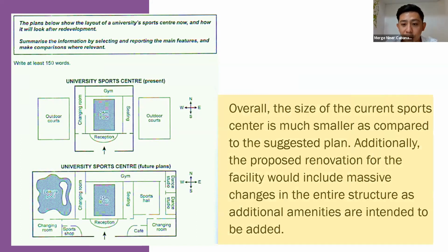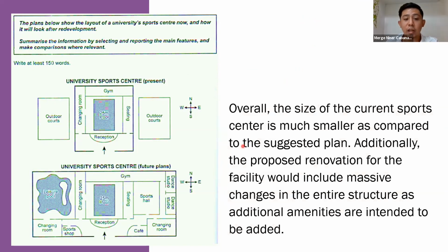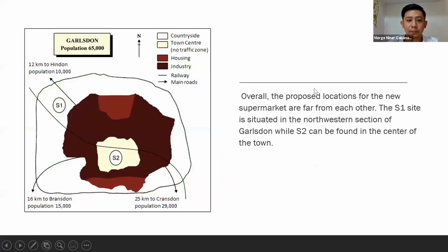So overall, the size of the current sports center is much smaller as compared to the suggested plan. And additionally, the proposed renovation for the facility would include massive changes. Take a look at the word that I used, massive changes in the entire structure, as additional amenities are intended to be added, or included, if you don't want to repeat the word added again. So that is my sample overview for this. Okay, now, what about our next sample? This one.